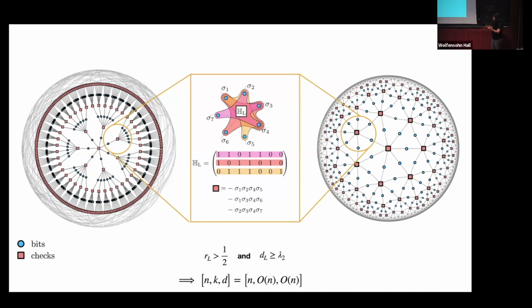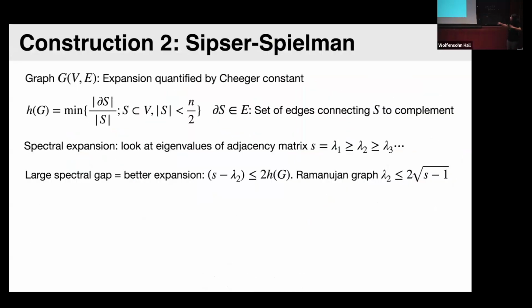But then once you've chosen that, the small code has to have a good relative distance. So this is the rate of the small code divided by s, where s is the degree, and it should also have a good relative distance again, okay? All right. Okay, so how do you pick these underlying graphs?